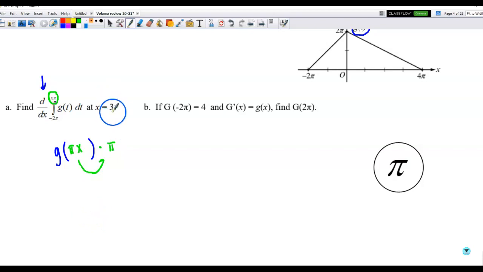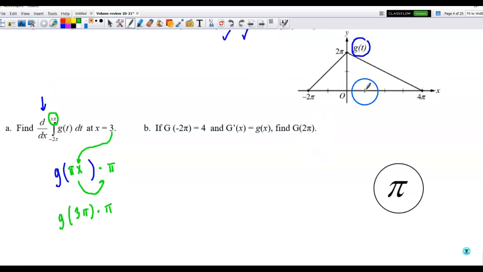All right, now we're supposed to calculate that at x equal to 3. So g of, I'm substituting 3 in place of x. So 3 pi times pi. So g of 3 pi, so this is 1 pi, 2 pi, 3 pi is right here. All right, now I need to know the y value at this given x value so I can multiply it by pi. So this is 3 pi.